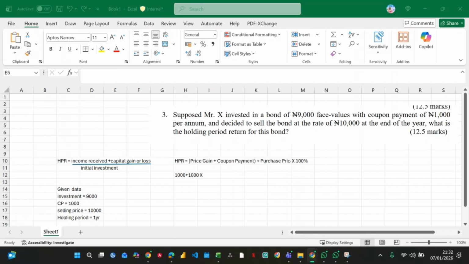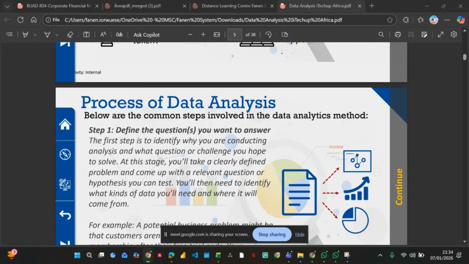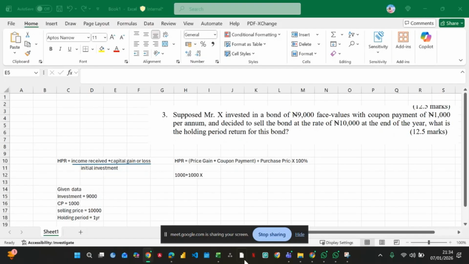Okay, can you see my screen? How about now? Can you see it now? Yes, you can see your screen now. Okay, perfect. So, sorry about that.